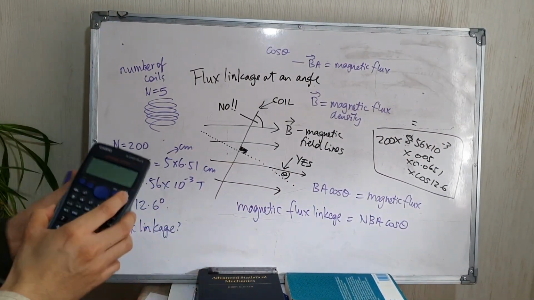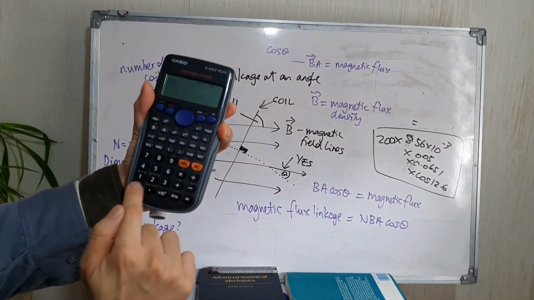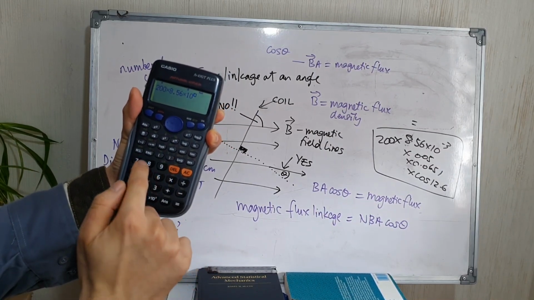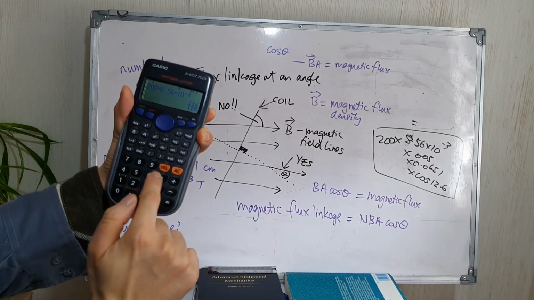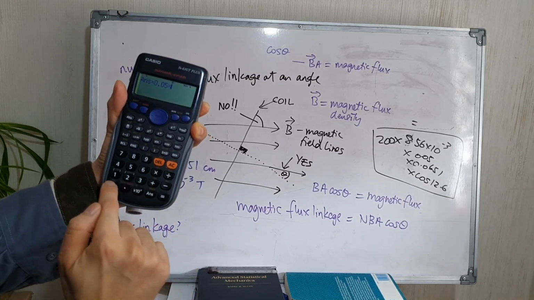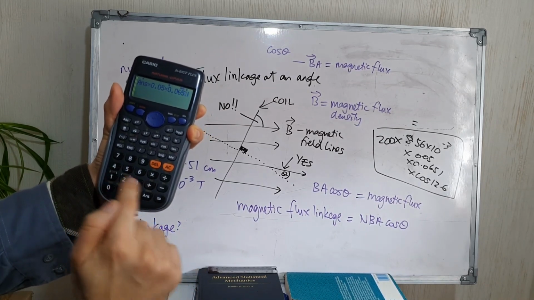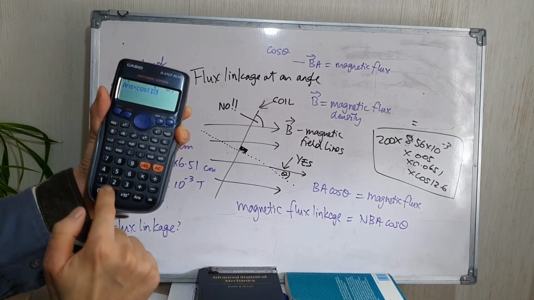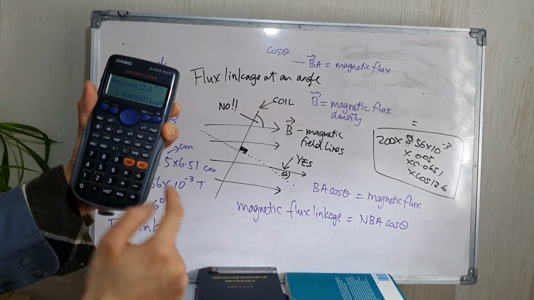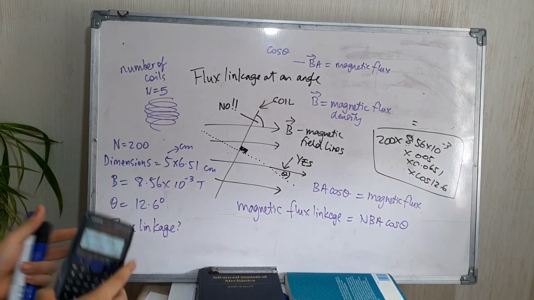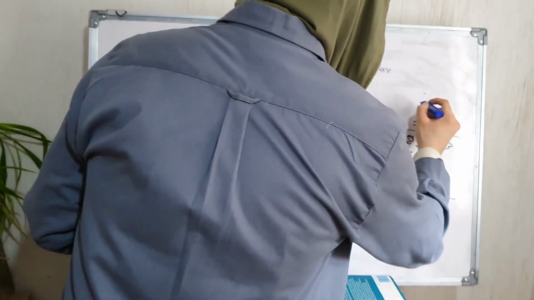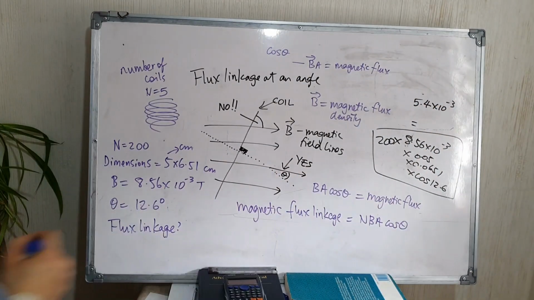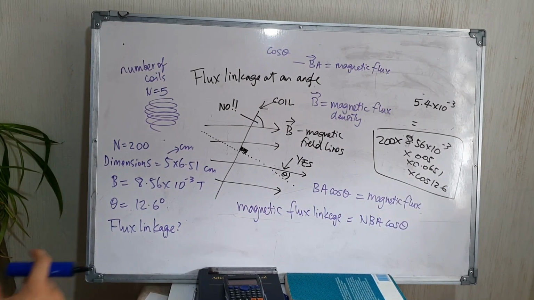Let's see what we get on the calculator. So 200 times 8.56 times 10 to the minus 3 times 0.05 times 0.0651, and then you're multiplying it by cos of 12.6. That will give you 5.4 times 10 to the minus 3. And what are the units? It will be in Webers.